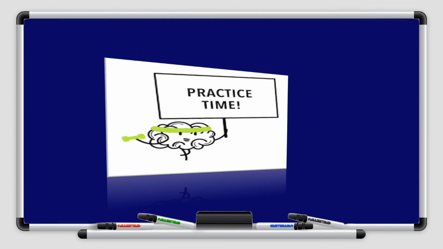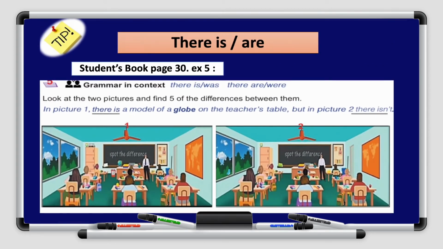And now let's apply what we have learned together. In your student book, page 30, exercise 5. You have 2 pictures. Concentrate on the pictures and find 5 of the differences between them. Concentrate well. What differences can you find? Look at the window, look at the cabinet, and look at the desks. What do you think? I advise you to try to do it by yourself and then check your answer from the video. Let's check your answers.